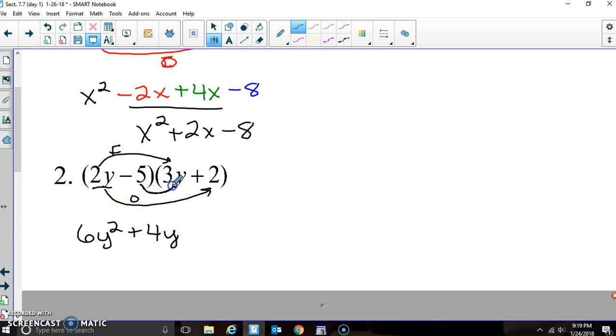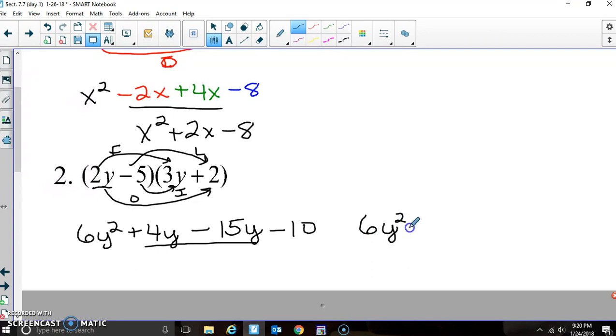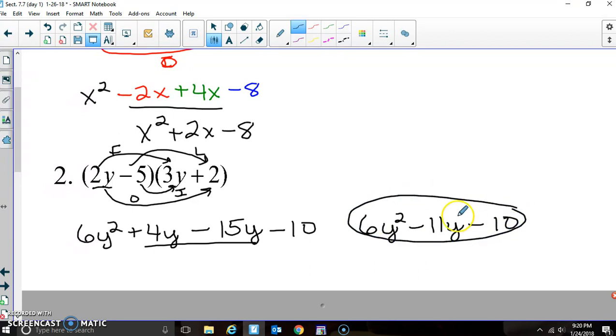Take your negative 5 times the 3y. That is your inner. It's minus 15y. And take your negative 5 times positive 2. Those are the last ones. That's minus 10. The two middle terms are like terms. We can add those together. We get 6y squared minus 11y minus 10. That is our final answer.